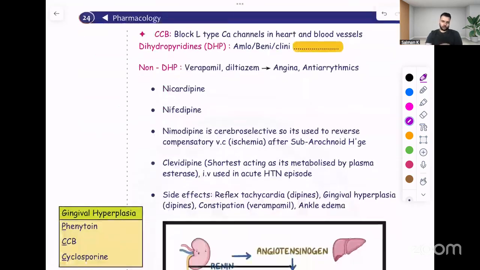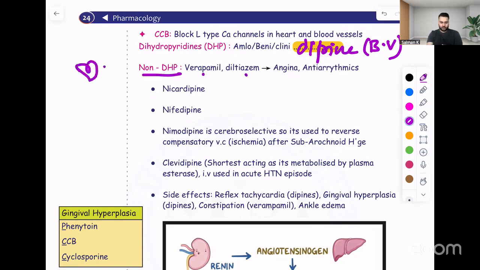Now, if you talk about the CCB, calcium channel blockers, dipine drugs are used to control BP. Dipines work on the vessels. Drugs like verapamil and diltiazem work more on the heart, very little on the blood vessel, but they do work on both places. So these are also drugs we can use in hypertension, but they're not preferred. What we generally use to control BP is dipine drugs.